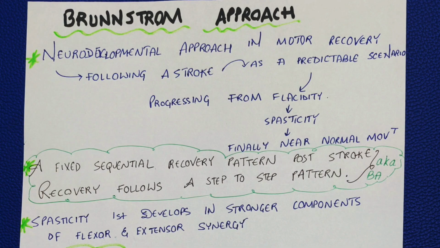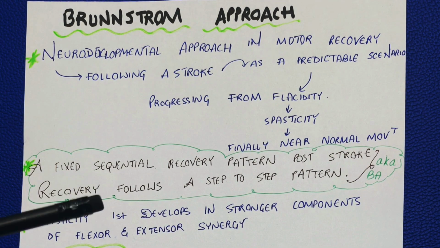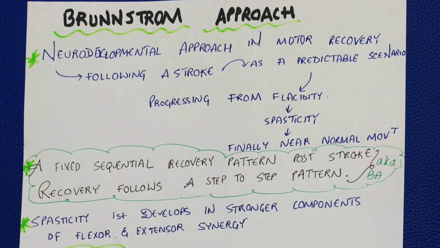Our mind-muscle connection weakens post stroke. Therefore, the patient is not able to control normal movements, and thereby we see the movement coming back in a sequential manner. That is the Brunnstrom approach. Before that, we should understand spasticity and synergy.